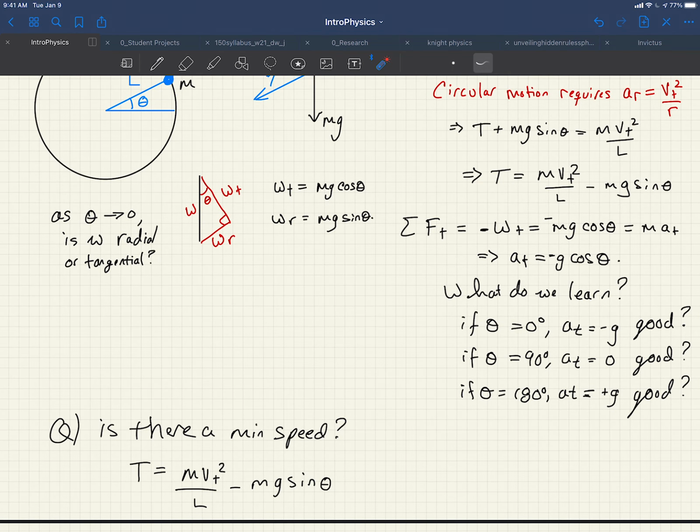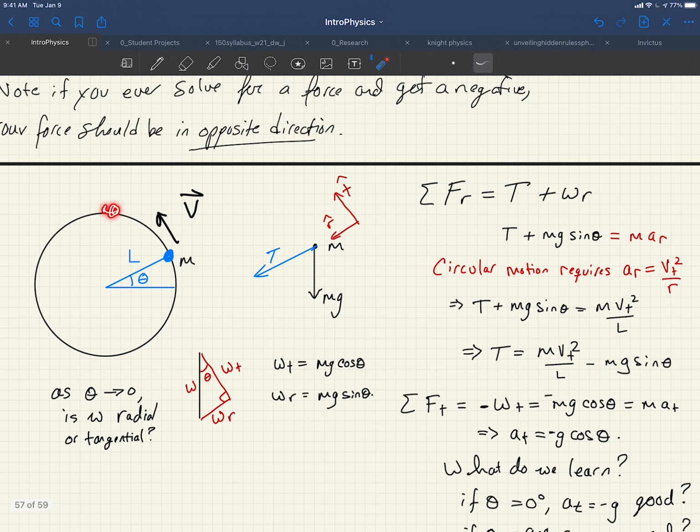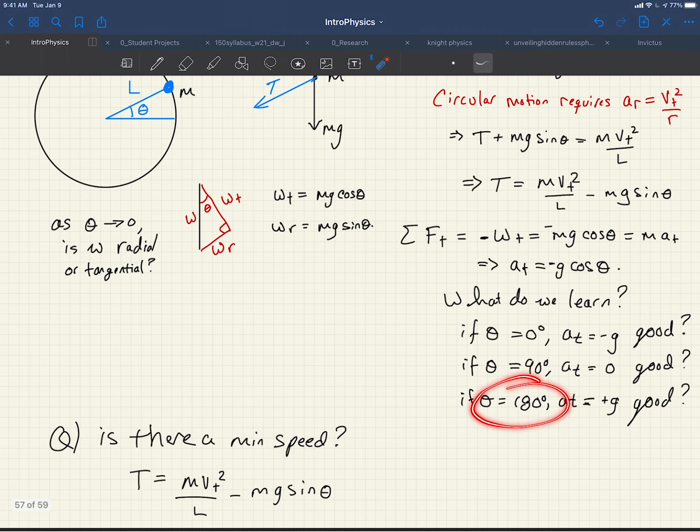So if theta equals 0 degrees, that says a tangential is minus g. Is that good? Yeah, that's good. If theta is 90 degrees, that says the tangential acceleration is 0. Does that make sense? If I'm right here, is there no acceleration in that direction? That's right, there isn't. Both your tension and your weight are down. If theta is 180 degrees, that says a tangential is plus g.